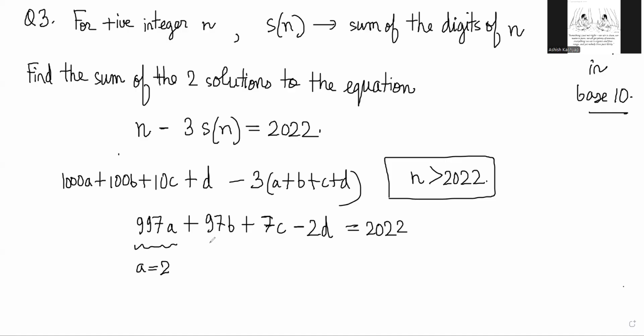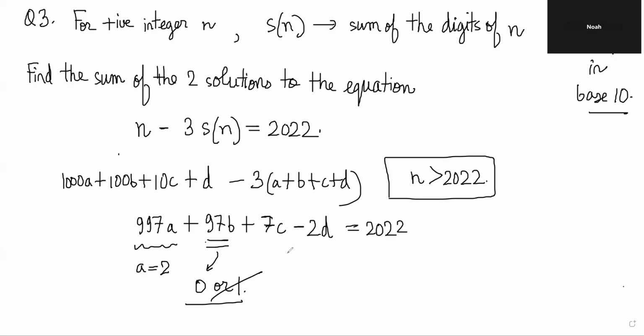If A is 1, you are saying it will not work. Yes, because the rest of the numbers, even at their maximum, can't add up to 997. It is true that this digit B can be 0 or 1, I think. Oh no, wait, it can't be 1. Why? Because it'll be too big, even if 997 times 2, you subtract that from 2022. So it can't be 1, it has to be 0.